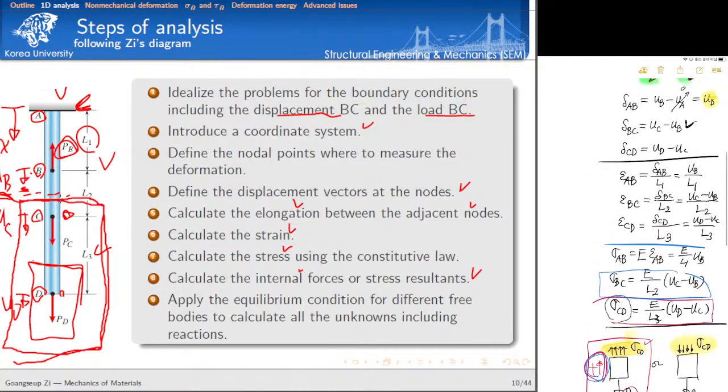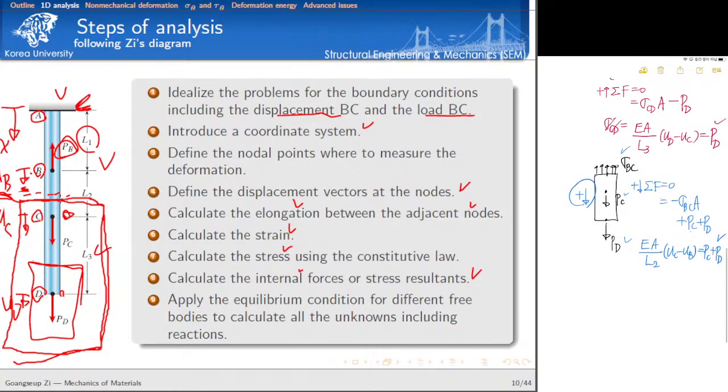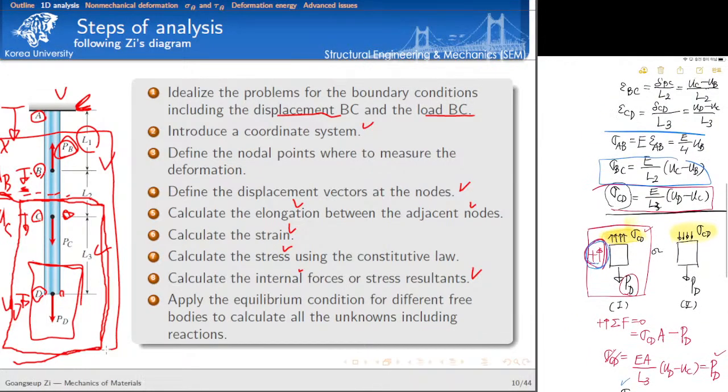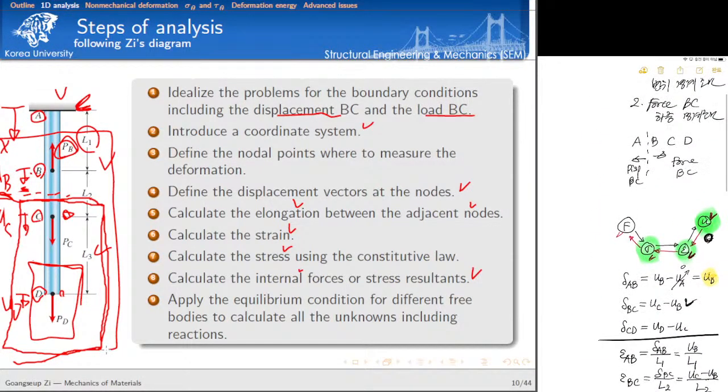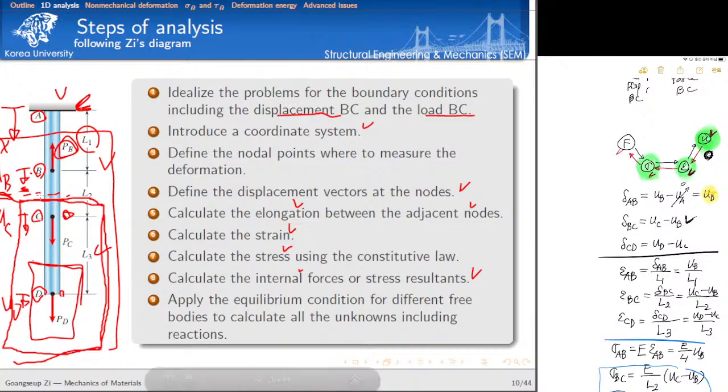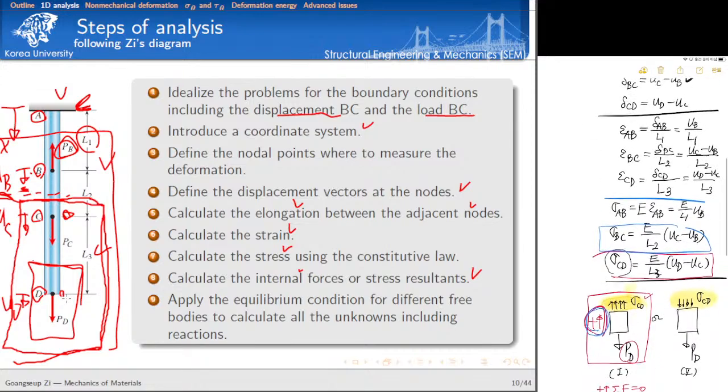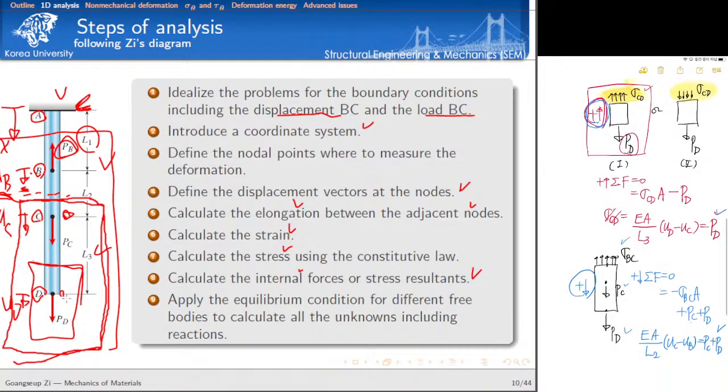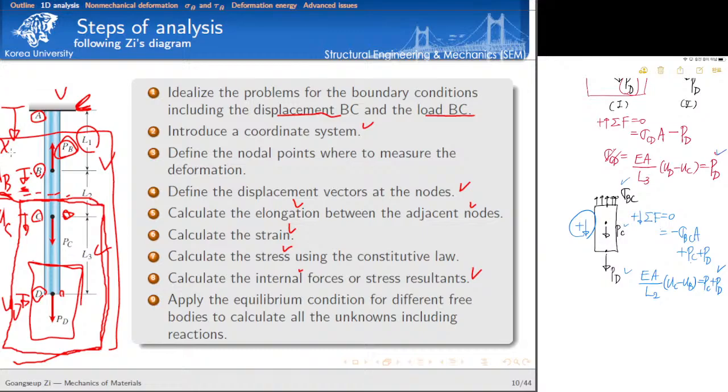And then let's check another free body diagram. Let's consider this free body diagram. So make sure that at this point, how many unknowns do we have? Because UA is equal to 0, the unknowns are UB, UC, and UD. So we have only 3 unknowns. Then to calculate the 3 unknowns, we need 3 equations. We just got the first and second equations. We need 1 more equation. That's why I want to consider this free body diagram.